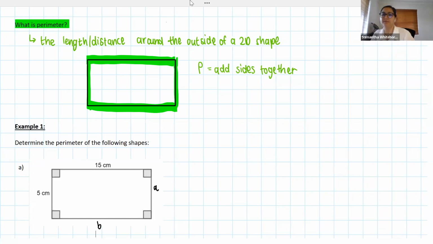Nice, grade 8s. Okay, good. So we know that opposite sides of a rectangle are equal, which means that side A would be 5 centimeters and side B would be 15 centimeters. When we are looking at perimeter questions, we need to know what shape we're working with so that we can apply the characteristics. So here, I can now easily work out my perimeter because I knew this was a rectangle.